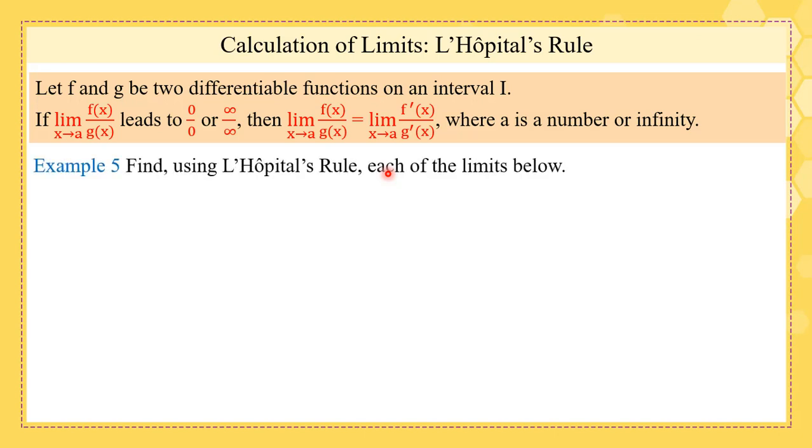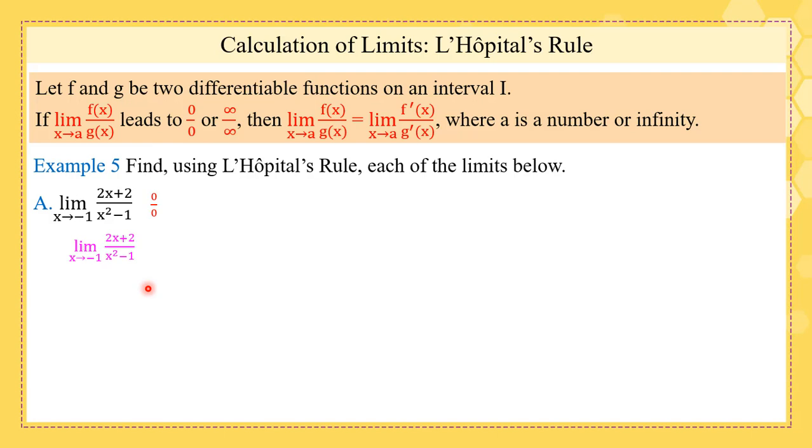Now let's see this example. We need to find each limit using L'Hôpital's rule. Now what is the limit of this quantity? By substitution, we have to use substitution in order to see whether it leads to 0 over 0 or infinity over infinity or not. So if x is negative 1, we get negative 2, positive 2, which is 0. And in the denominator, we get 1 minus 1, which is also 0. So this limit leads to 0 over 0, so we can use L'Hôpital's rule.